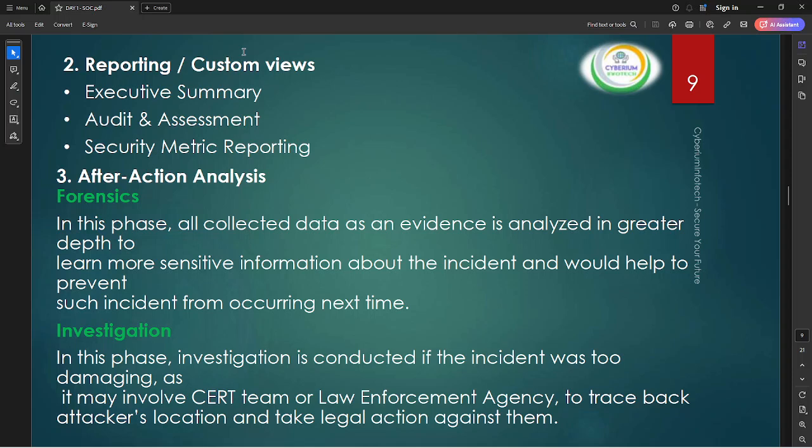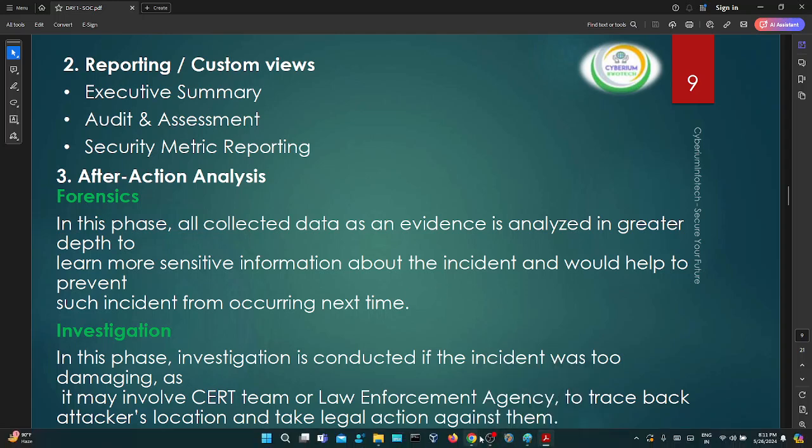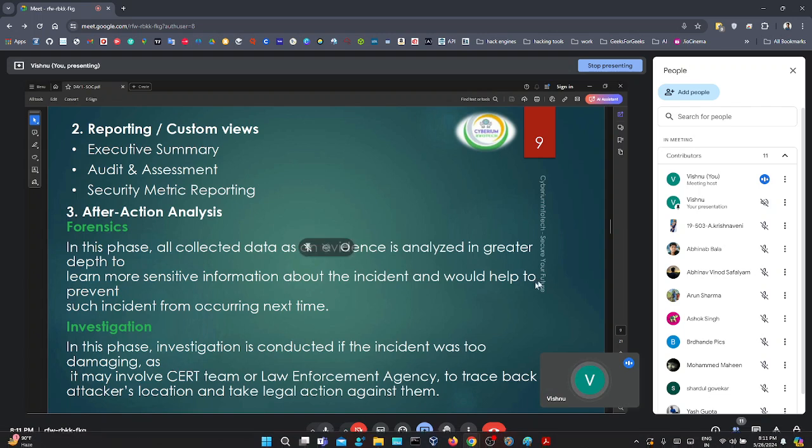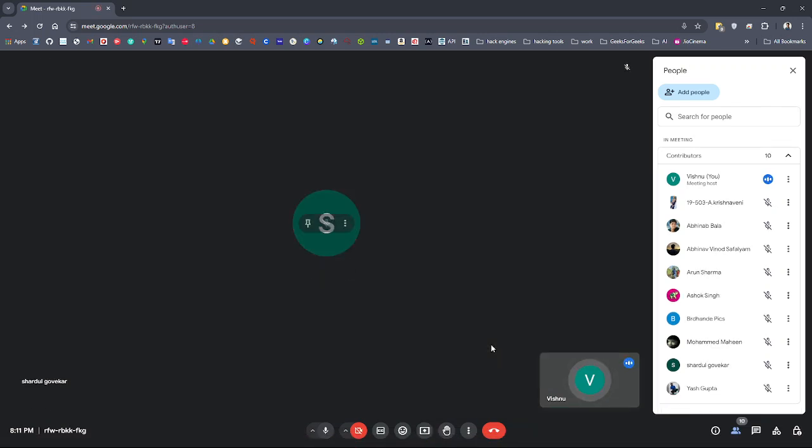After that there is investigation. In this case, investigation is conducted if the incident was too damaging, as it may involve a search team or law enforcement agency to trace back the attackers' location and take legal action against them. These are important things which we have already discussed in our previous classes.